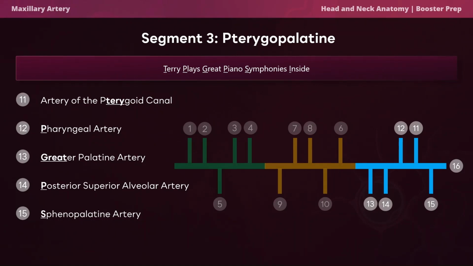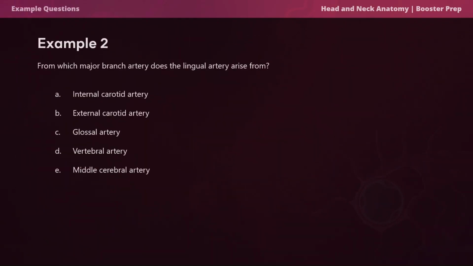And then finally, we have the infraorbital artery, which supplies the lower eyelids, the upper lip, the upper cheek, the infraorbital region of the face, and the maxillary canines and incisors. Now, if this seems like a lot to you, it is. But if Terry plays great piano symphonies inside, then you can remember the three segments of the maxillary artery. So now let's move on to example question 2.